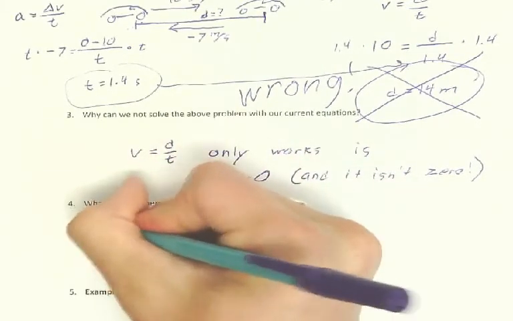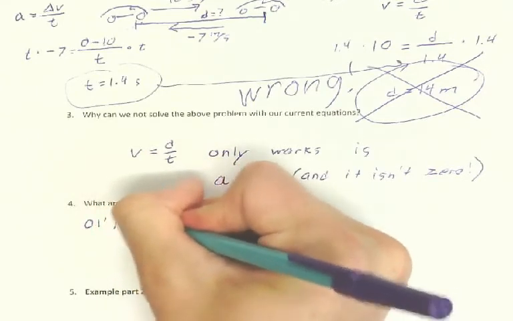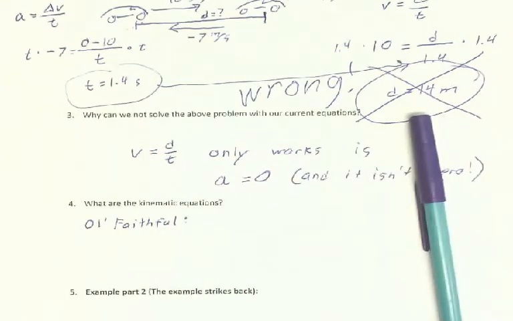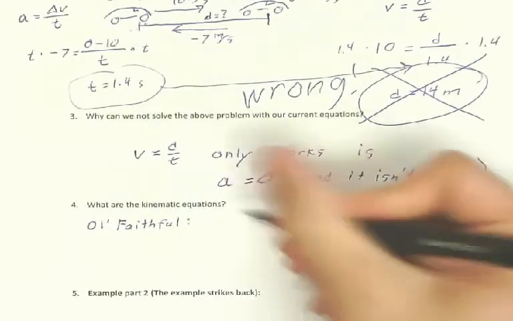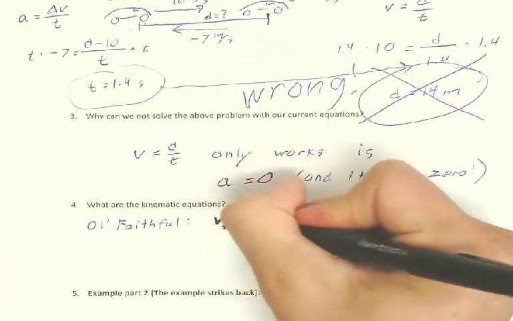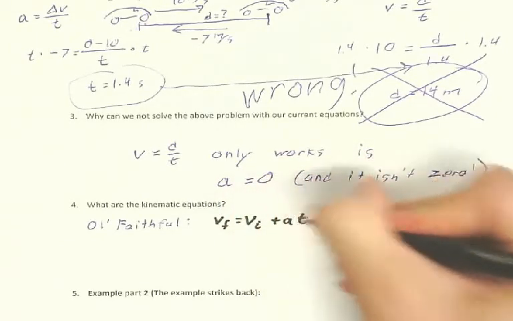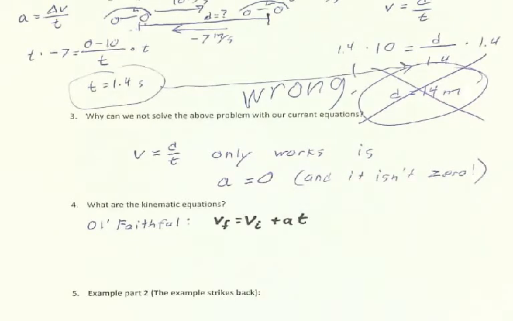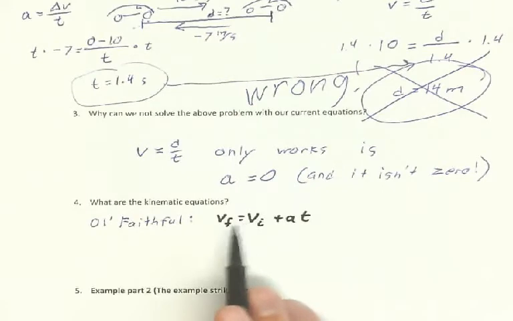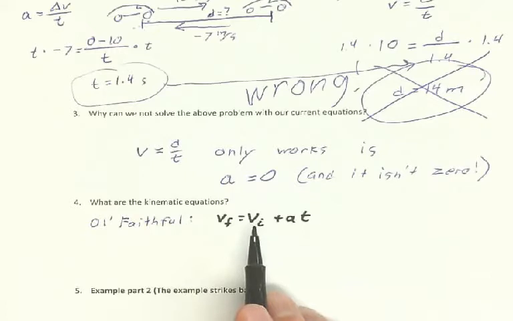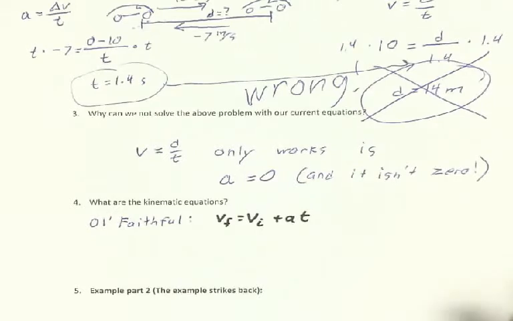Okay, the first one is called Old Faithful. The reason it's called Old Faithful is because it's the easiest one to use, and it's the one you'll use most often. That equation is VF equals VI plus AT. Now, I'm not going to explain the symbols. They're the same symbols we've been using. A is acceleration, T is time, VI is initial velocity, VF is final velocity. So we're not doing anything new there. Okay, so that's the first one.